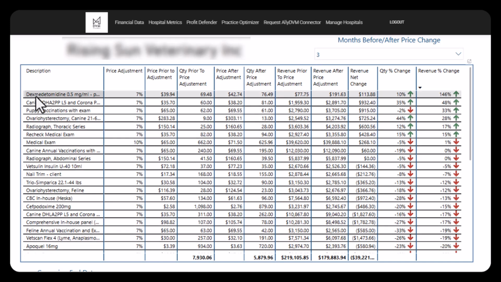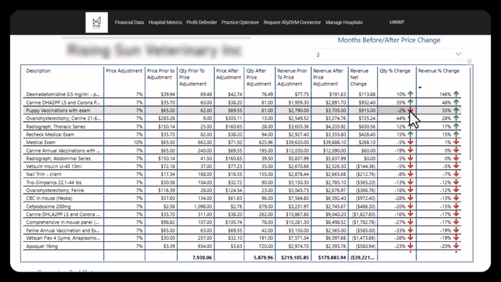This first one right here, they did a 7% price increase. Basically what they saw was the quantity went up 10% and the revenue went up 146%. So that's great. That means we changed that price, we did not negatively affect volume, and it really helped our revenue. Anytime you see a green arrow, that's really good. Anytime we see these red arrows, we want to look at what happened.